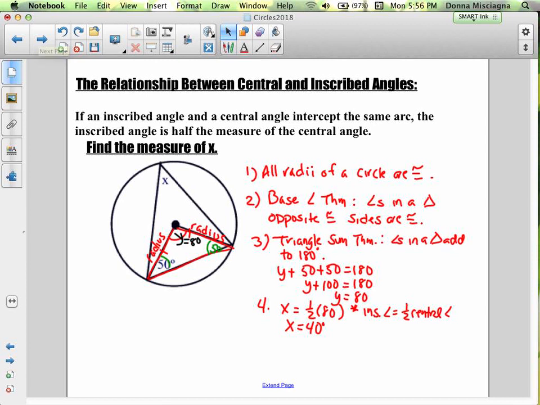So we worked our way through what we know, right? The fact that we know that a central angle is formed by radii gave us the congruent sides. And then we remembered the base angle theorem, so that gave us the congruent angles. The triangle sum theorem gave us the measure of the central angle, and then we used the fact that the inscribed angle is half the central angle. So have this in your notes.